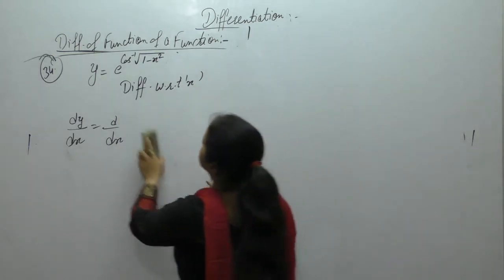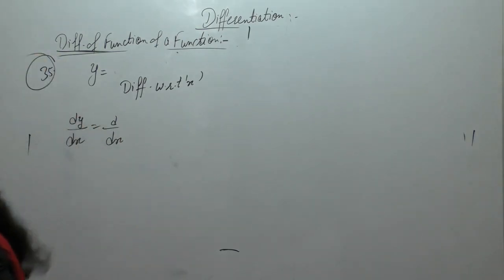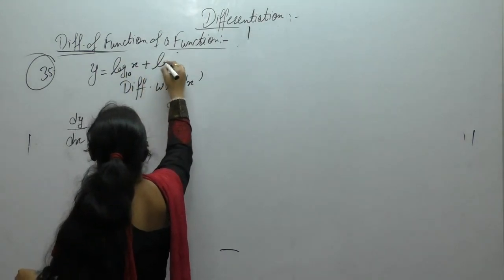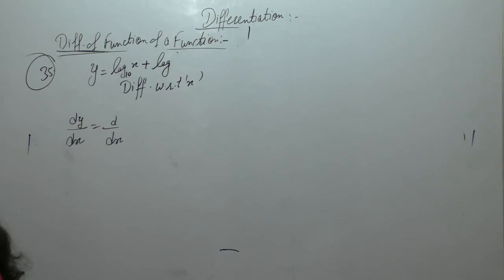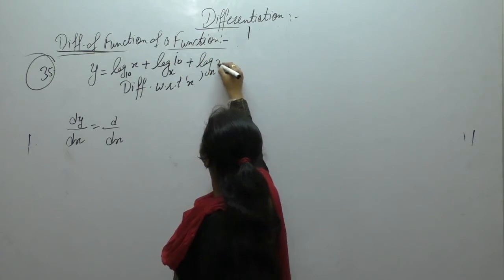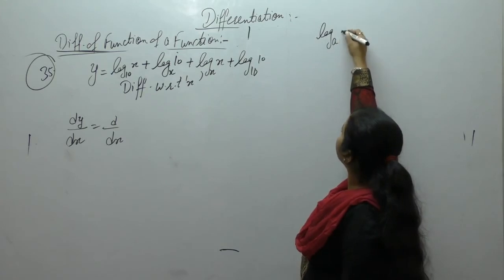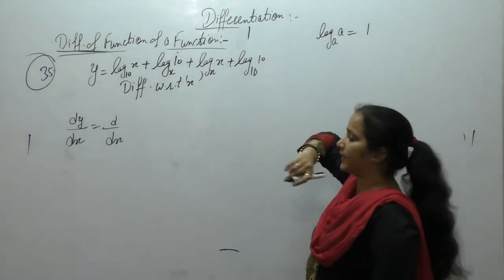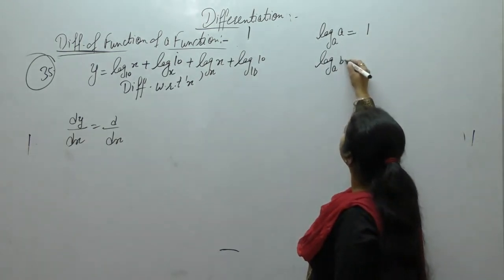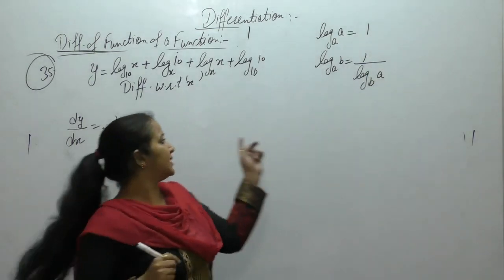Now next one, y is equal to log of x with base 10 plus log of 10 with base x plus log of x plus log of 10. Log of a with base a, that is 1. If it is the same term, that will be equal to 1. Now log of a with base b is equal to 1 upon log of b with base a. We will use these formulas here.